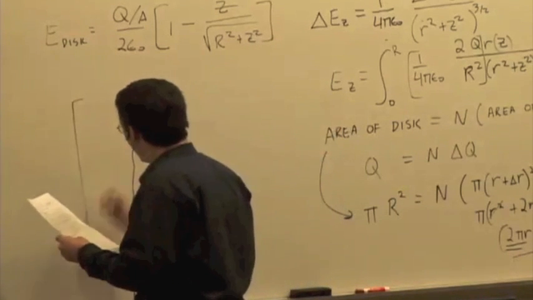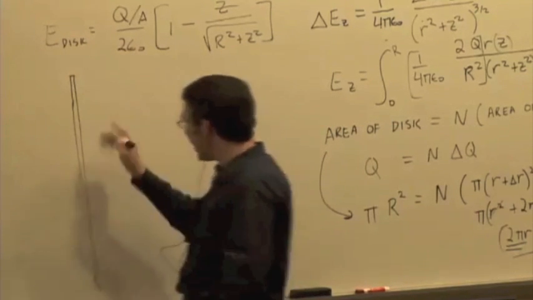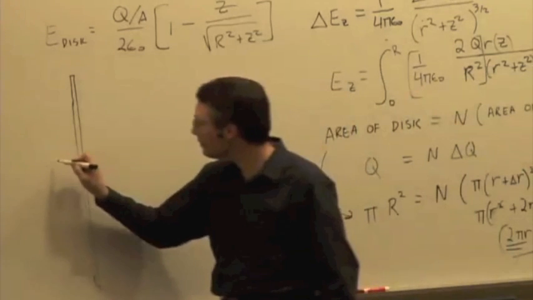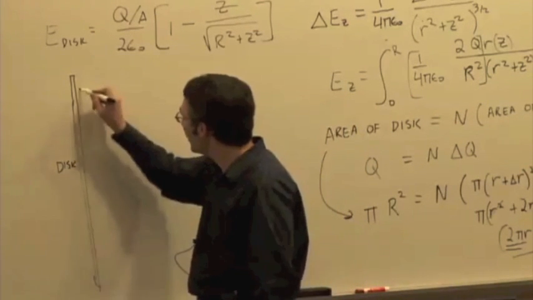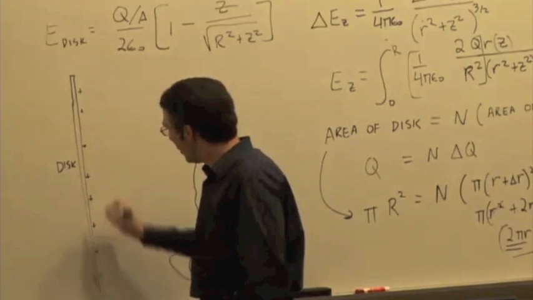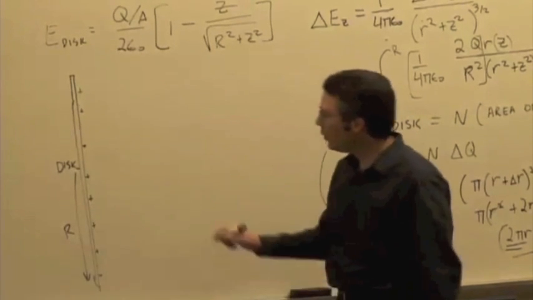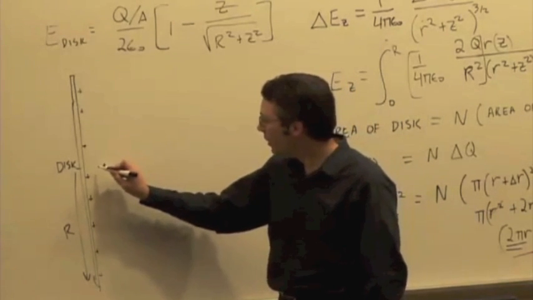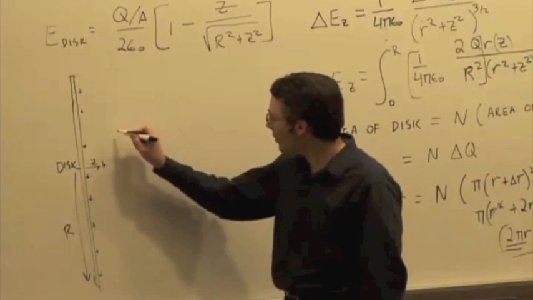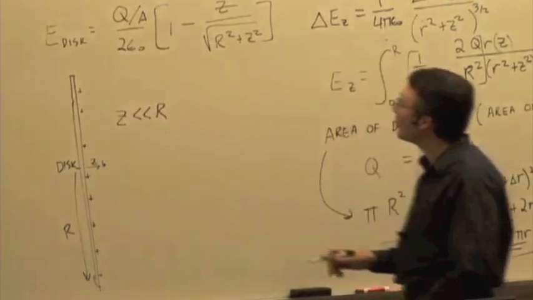So here is our disk. I'm going to draw it sort of edge on here. This isn't a rod, this is actually an edge-on view of a positively charged disk, and here's the radius, capital R. What if we want to find the electric field at a location where Z is very close? So the approximation is that Z is much less than R.